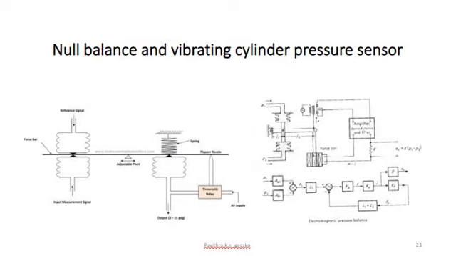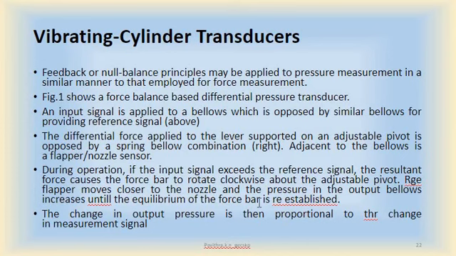So that is the working of this force balance type or vibrating cylinder pressure sensor. So here the change in the output pressure is proportional to the change in the measurement signal. The change in the output pressure, or the output displacement of the output bellow, will be proportional to the change in the input signal.